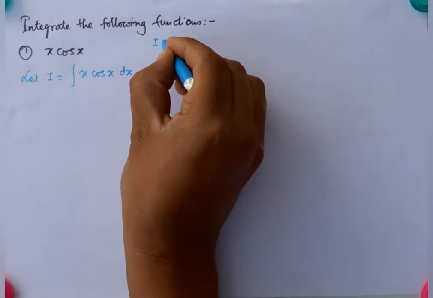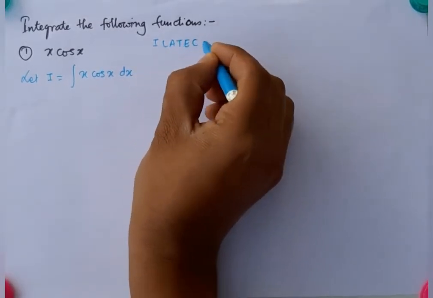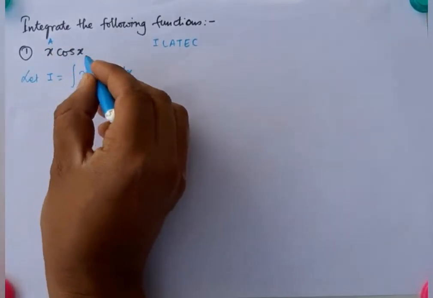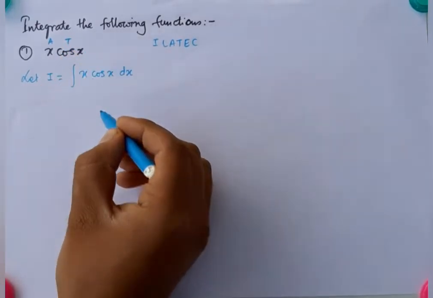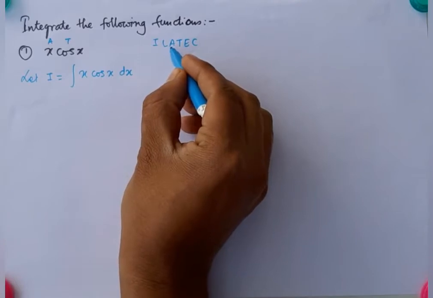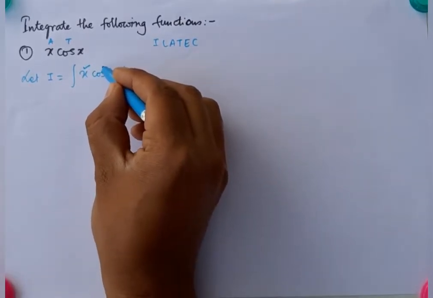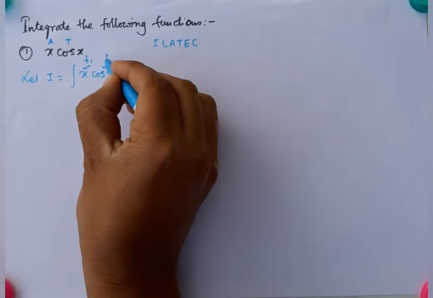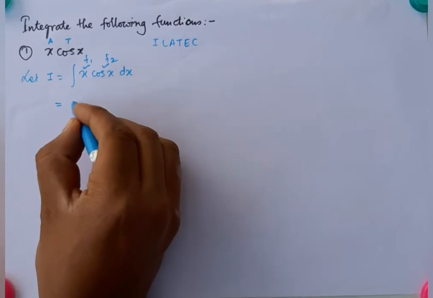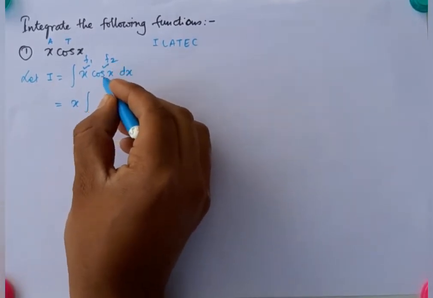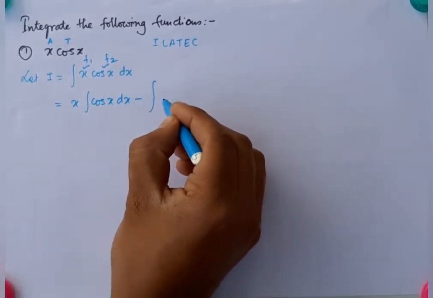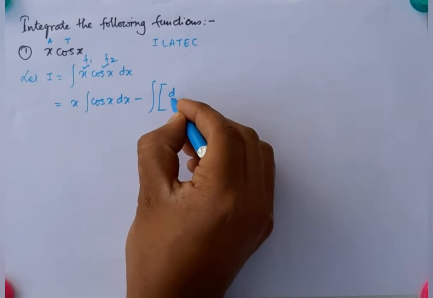Now let me write this here. This x belongs to A, so this is my A, and cos x belongs to trigonometric, that is T. Now which one is coming first, A or T? We see that A is coming first, isn't it? So that means this is my f1 and this is my f2. In that way we first write f1. So f1 is x, and we have to integrate f2. f2 is cos x dx, minus a bigger integral sign, put a bracket, differentiate f1.